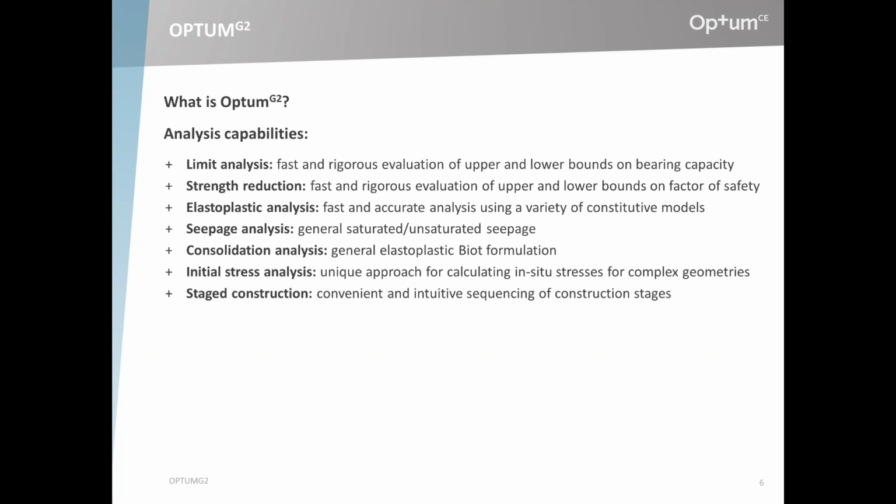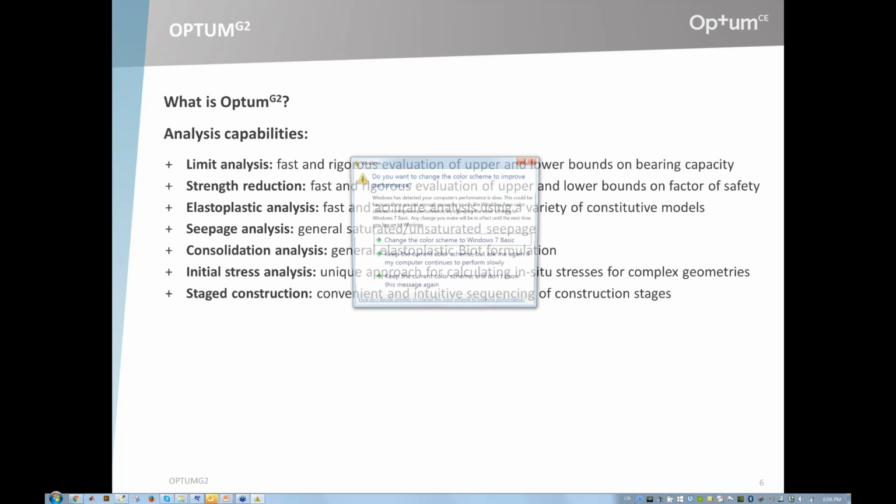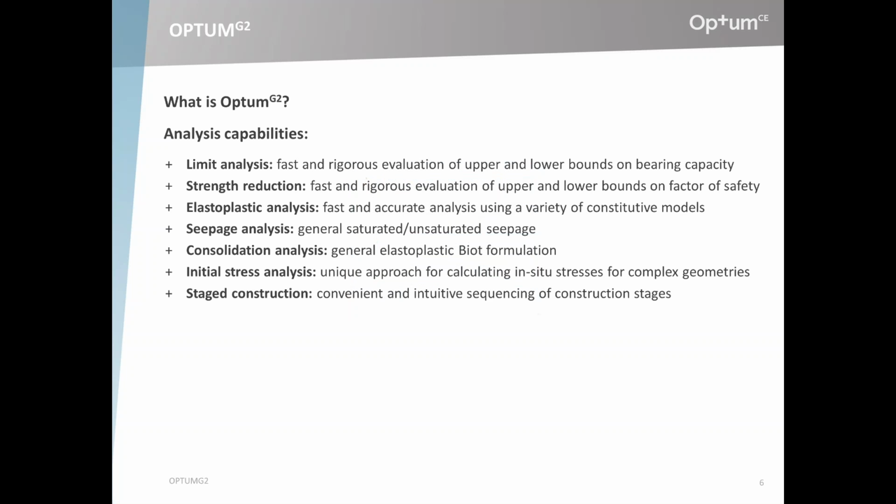So some of the analysis capabilities are listed here, starting with limit analysis, and that is really a fast and rigorous means of evaluating the bearing capacity of geostructures, foundations, slopes, and so on. And not only coming up with an approximate solution as we're used to with any other method, but actually coming up with an upper bound and a lower bound, so that you know the true solution is somewhere in between. So we don't only calculate one approximate value of the bearing capacity, but an upper bound and a lower bound, a conservative and an unconservative solution.